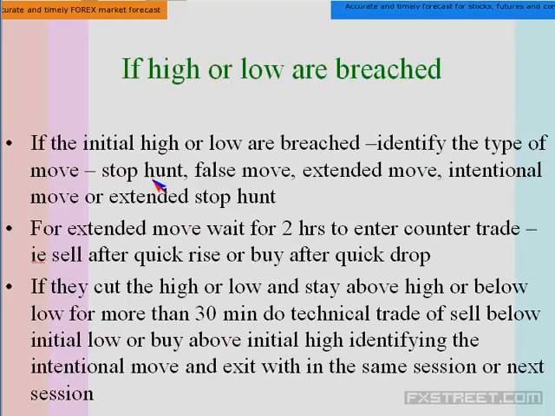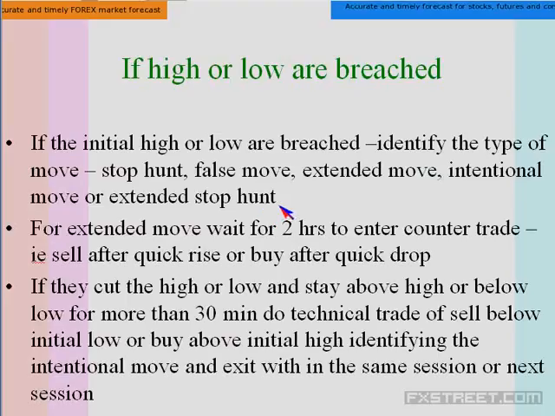If it is a stop, then in less than 30 minutes they will come back below the high they have set. If it is a false move, they go up to 1.4298 and then come down. If it is an extended move, they go above and stay above that high, 1.4277 being the initial high, for more than 30 minutes and try to make a further rise for 2 hours and then make the drop. If it is an intentional move, then they continue to rise or drop till the end of the session, whatever the type of move.